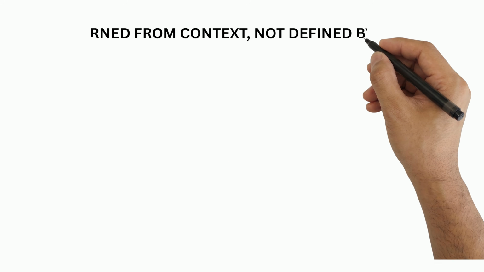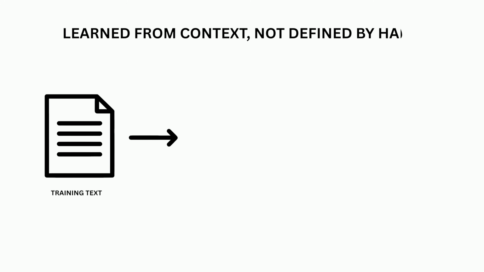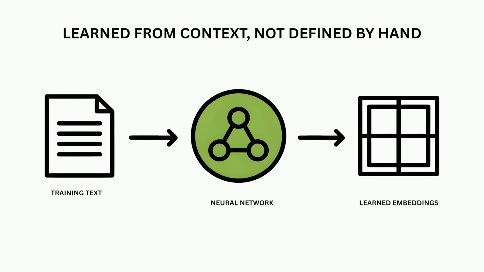Nobody handwrites these number lists. A network learns them during training by repeatedly predicting words from their surrounding context. The same next token objective from pre-training we covered a few videos back. Words that keep showing up in similar contexts get pushed towards similar vectors, purely as a side effect of getting better at that prediction task.